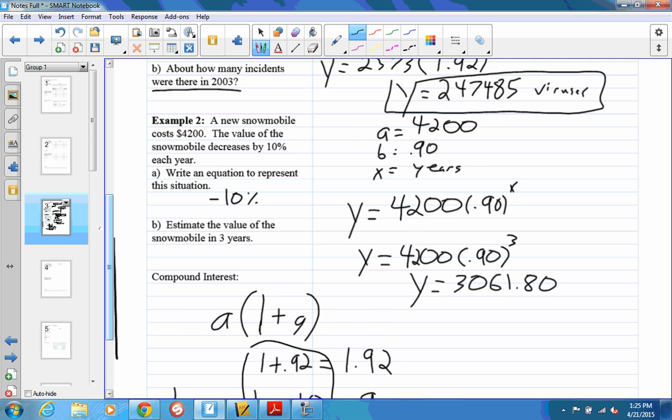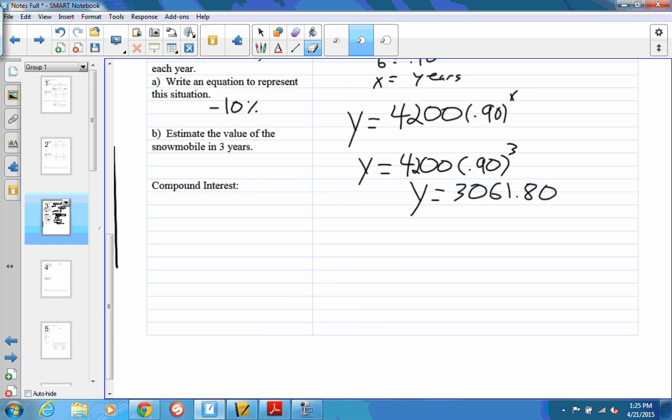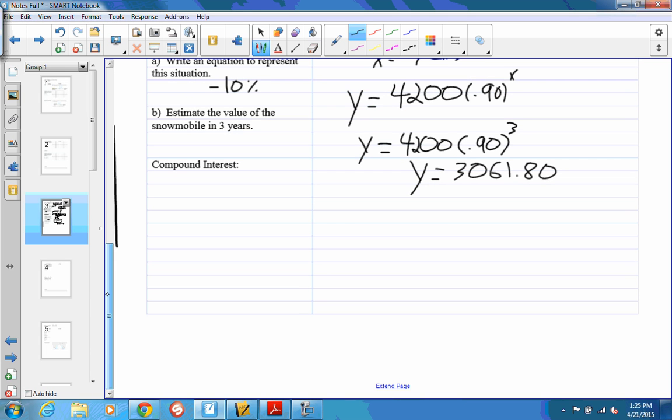Alright, I need to erase a little bit of this because we need to talk about compounding interest. Math you will use. You'll use that math if you ever buy a snowmobile. So compounding interest, it's a very, very similar formula that needs to be memorized.